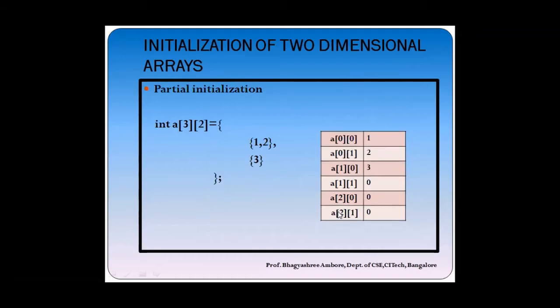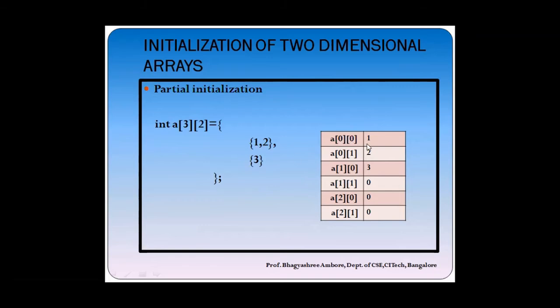Next, we'll go with partial initialization. What is the meaning of partial? I said I want 6 elements, but you have given only a few values. What about the remaining values? We'll see with this example. Here I said 3 rows, 2 columns. 3 into 2, total 6. 6 elements are required. But what I have done, I have given only 3 values: 1, 2, 3.